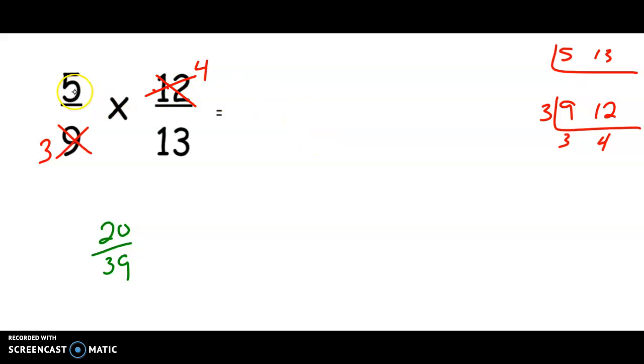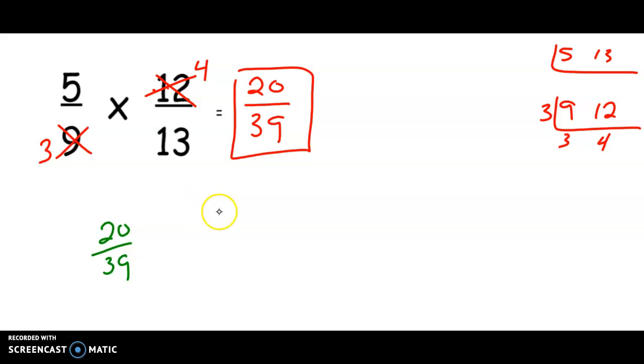Now watch this. What's 5 times 4? 20. What's 3 times 13? 39. The sled method rules. Let's try another one.